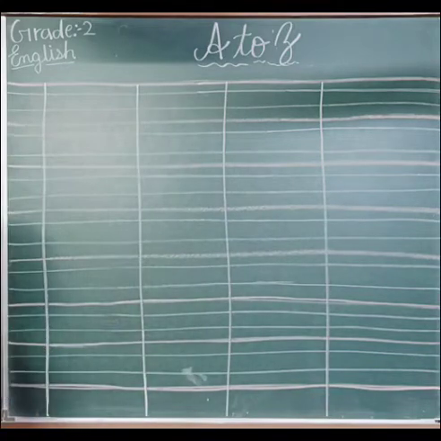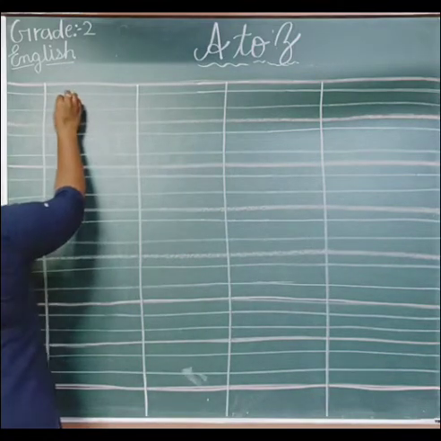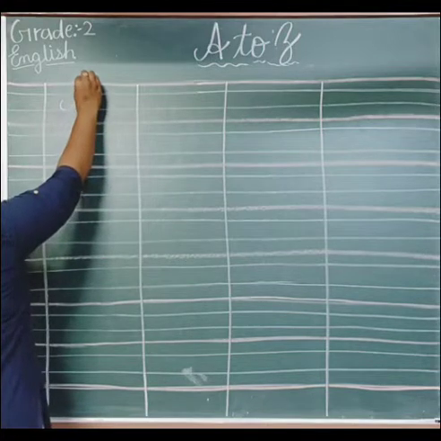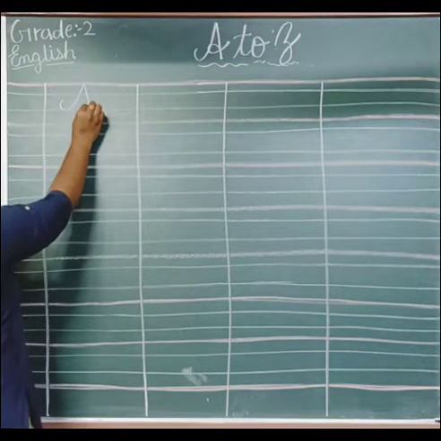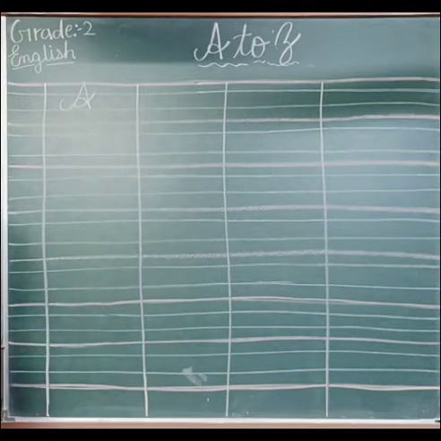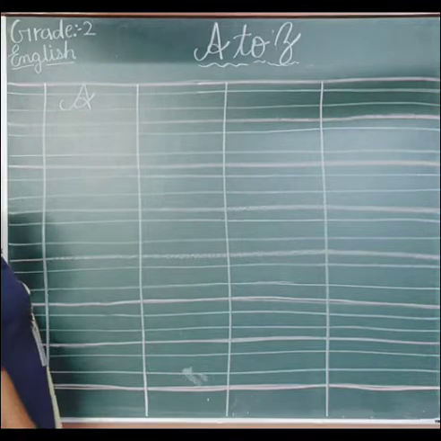Okay, so let's start. So first A, you will have to make a curve like this, go up to the red line, come back to the blue line, make a curve again and touch the blue line. This is called capital A.